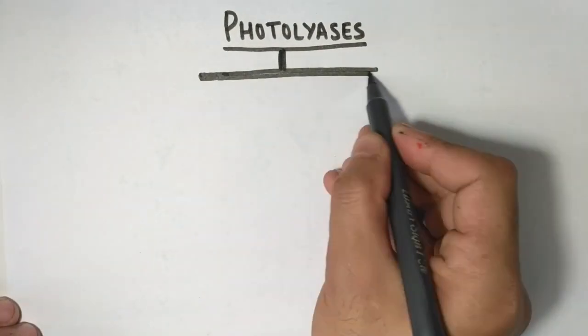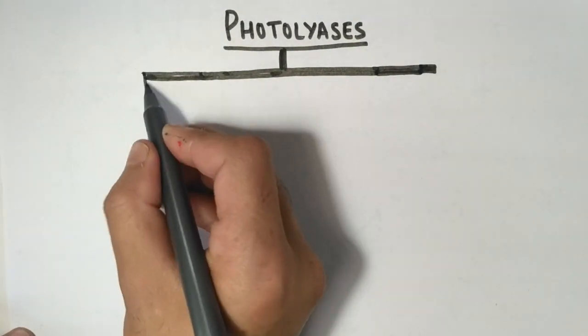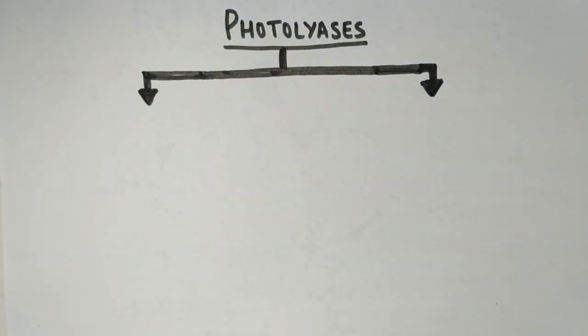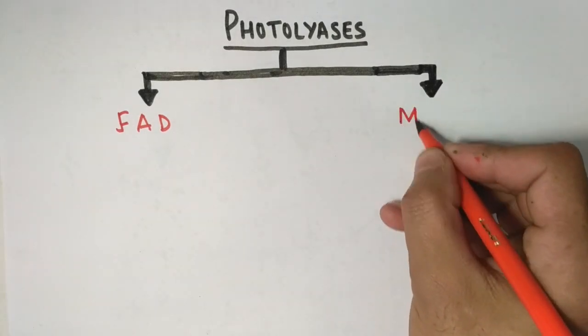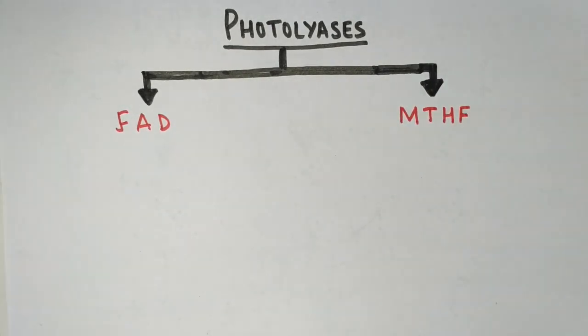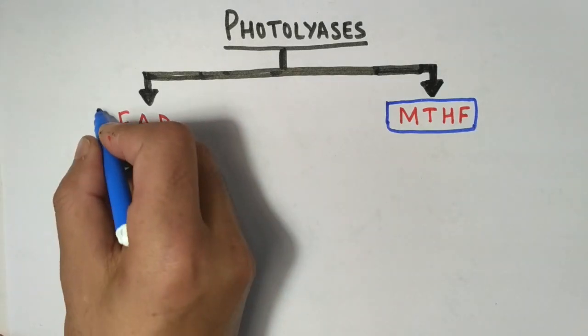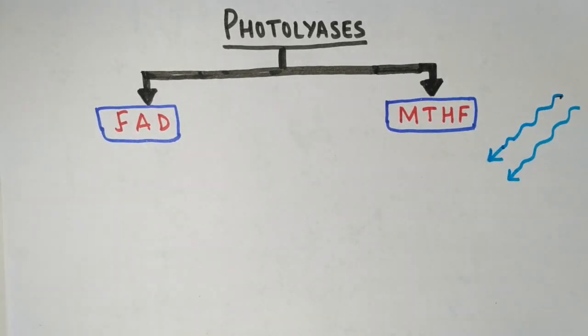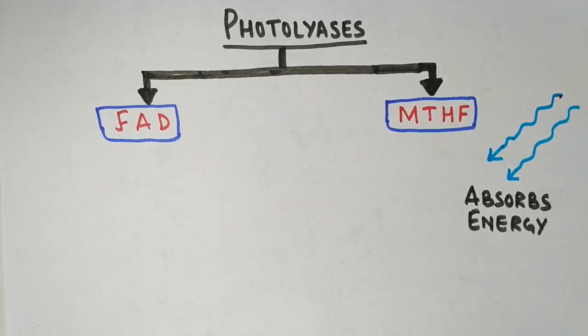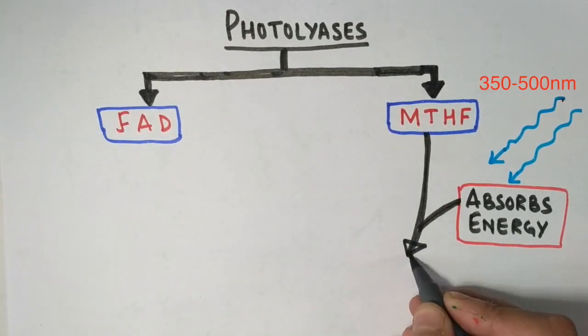In the photoreactivation reaction, the photolyases are the enzymes which repair the damage caused by ultraviolet radiations. Photolyases are flavoproteins and contain two light harvesting cofactors. One is called FAD, that's flavin adenine dinucleotide, and the other one is called MTHF, that's methenyl tetrahydrofolate. The folate cofactor MTHF is a light harvesting cofactor and absorbs visible light from the spectrum, preferentially from the violet blue end of the spectrum.